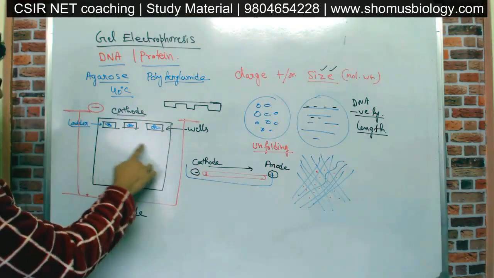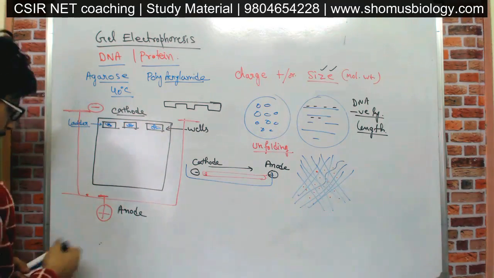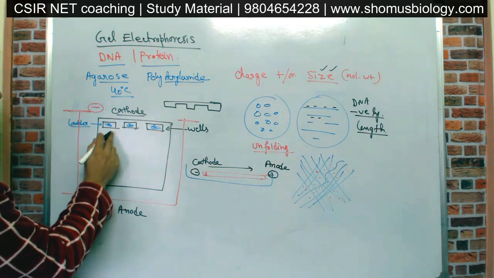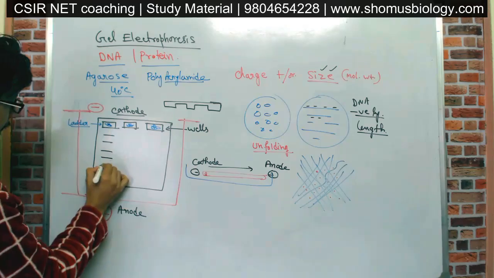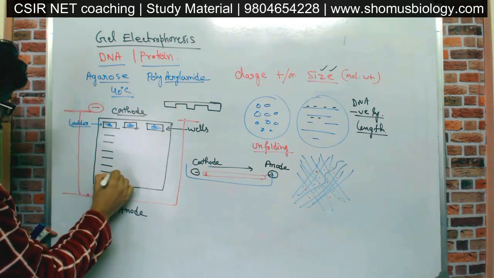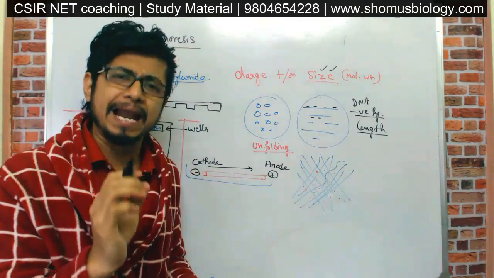So now think about it. The network is created, we load the DNA, and now we run the gel. In the ladder lane, we have a known sequence. The DNA fragments move from different places, and what they give us is what is known as bands. Now what do we mean by band?